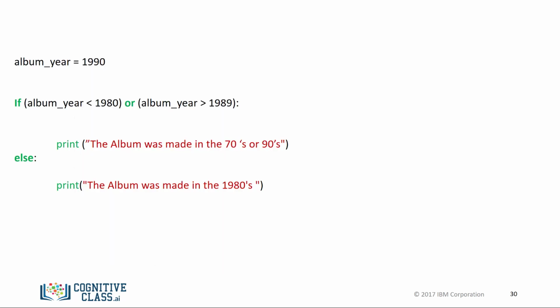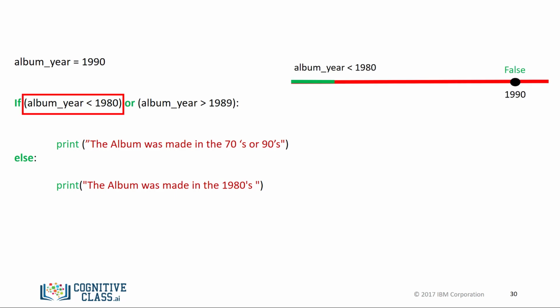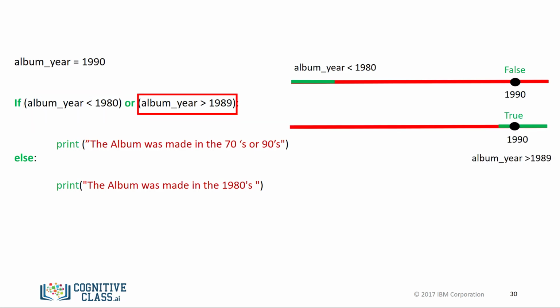The following lines of code will print out: This album was made in the 70s or 90s, if the variable album year does not fall in the 80s. Let's see what happens when we set the album year to 1990. The colored number line is green when the condition is true, and red when the condition is false. In this case, the condition is true. Examining the second condition, we see that 1990 is greater than 1989, so the condition is also true.